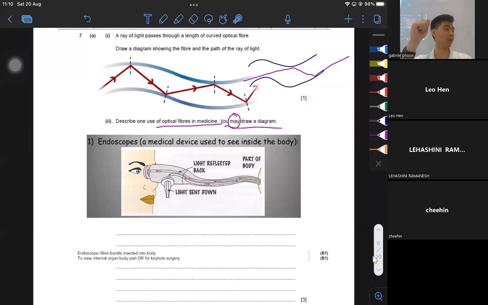Okay, so this is very, very important. Like I mentioned last week, endoscopes are always asked in terms of optical fiber, because there are only two ways they could ask you about optical fibers, right?